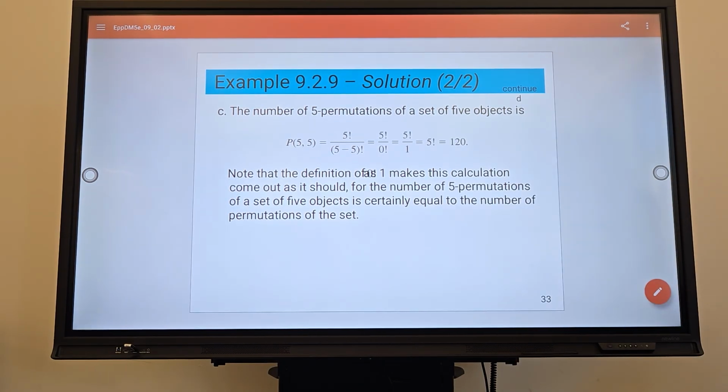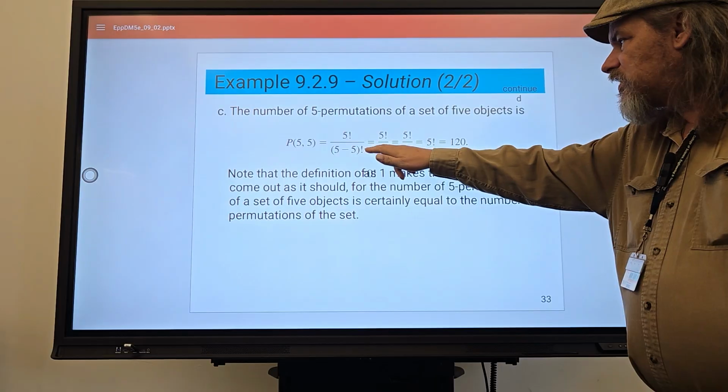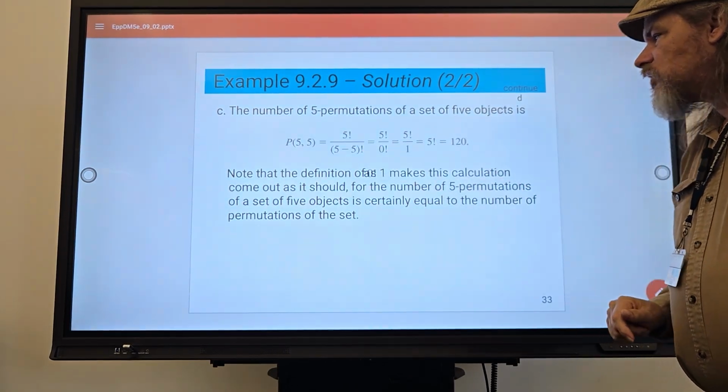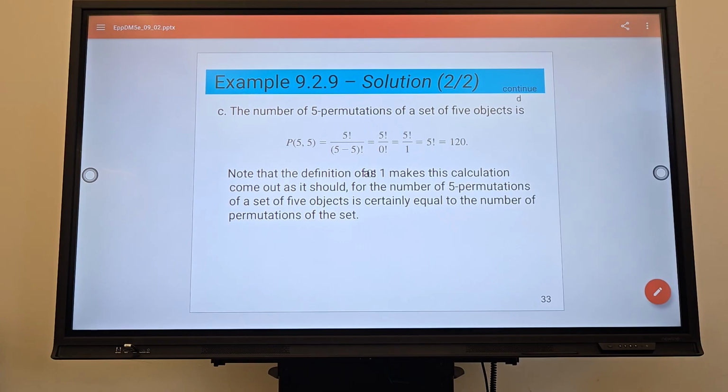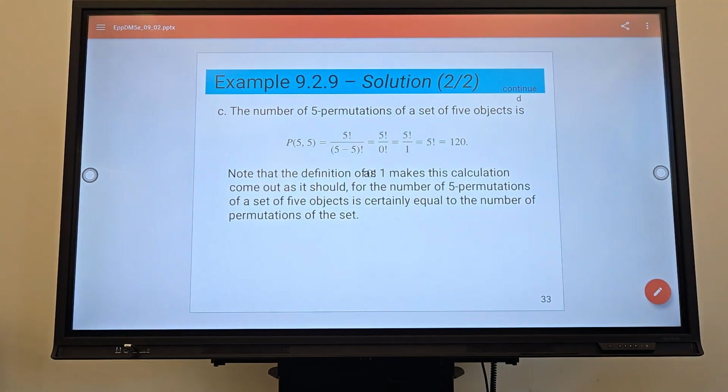Finally, the number of 5-permutations of a set of 5 objects is just going to be 5 factorial, because 5 minus 5 factorial is 1. So it just multiplies out to be 120. So, some basic counting there.